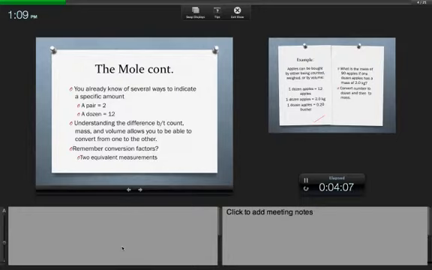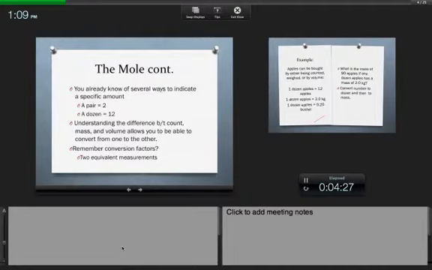It doesn't matter what I'm talking about. I could be talking about brownies. I could be talking about people. I could be talking about chairs. A dozen means 12, correct? Okay, a mole is the exact same thing. I'm not telling you how much mass it has. I'm not telling you how much volume it takes up. I'm just strictly telling you how many you have.